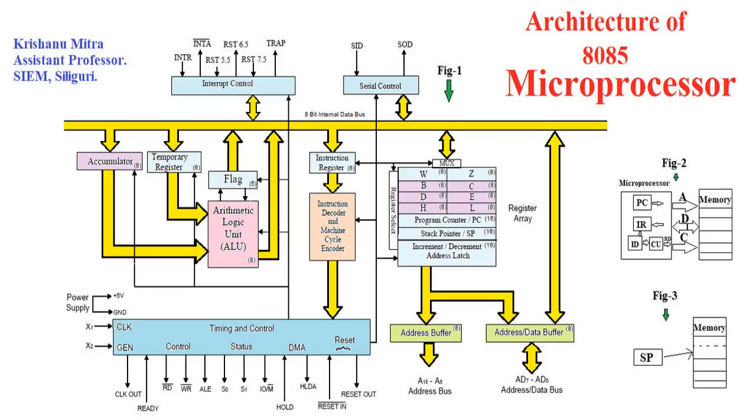There is another block we can see, the flag, connected to the ALU. The purpose of the flag is to show the nature of the output of the ALU. The nature of output means that after addition, whether the data is zero, positive, or negative, it will be shown in the flag register.